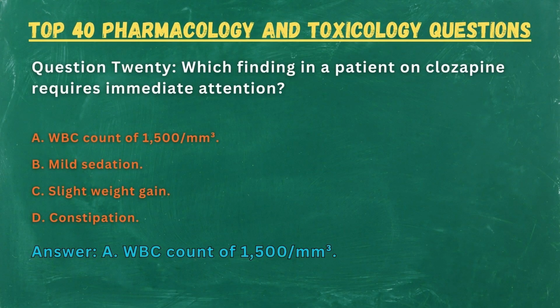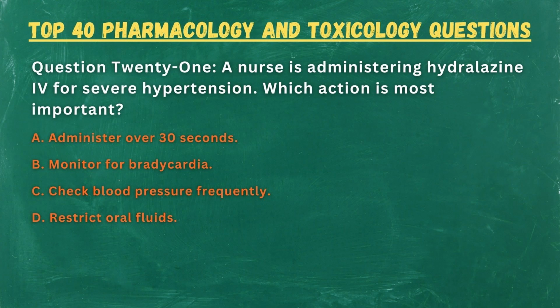Answer: A. WBC count of 1,500/mm³. Question 21. A nurse is administering hydralazine for severe hypertension. Which action is most important? A. Administer over 30 seconds.